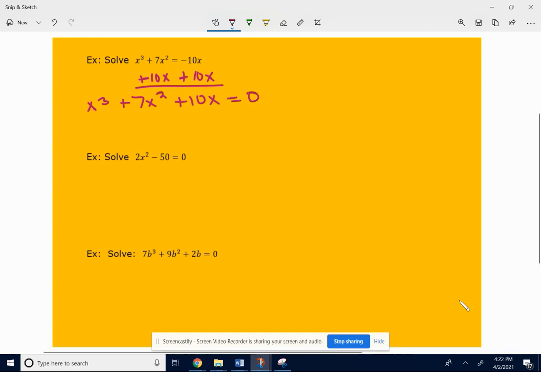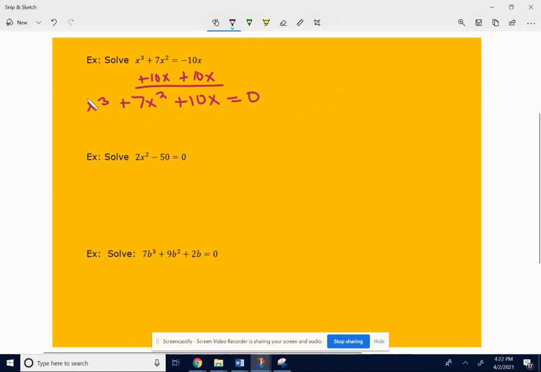Notice I couldn't combine anything together on the left-hand side. None of these were like terms, because to be a like term, you have to have the same variable and the same exponent. So this is our new equation. We have 0 on one side. Now we need to completely factor the other. When we look at the left-hand side, we first want to look for a greatest common factor.